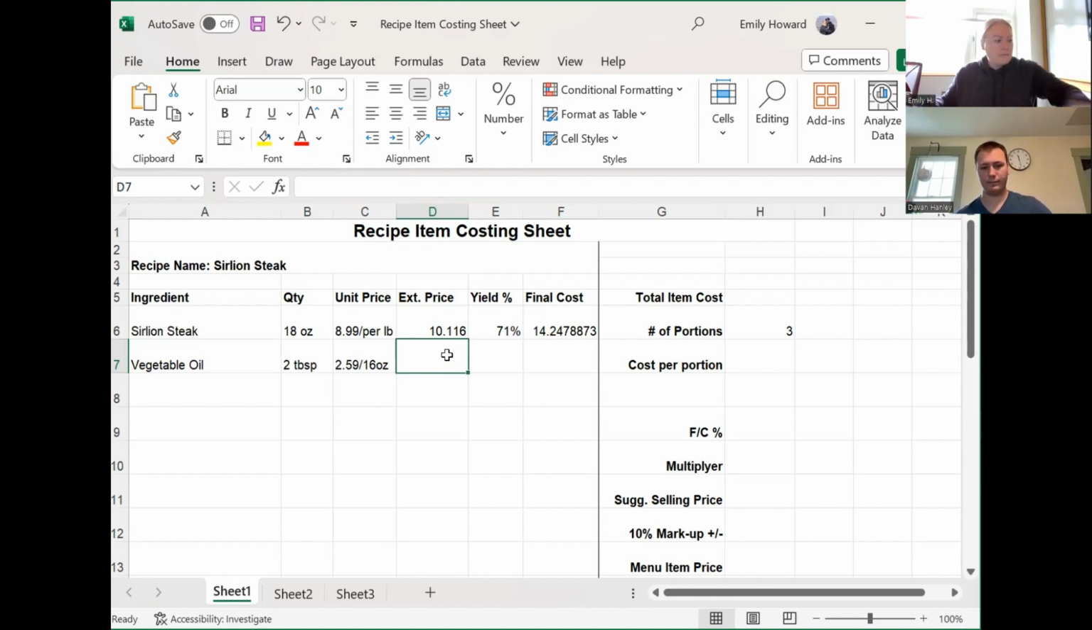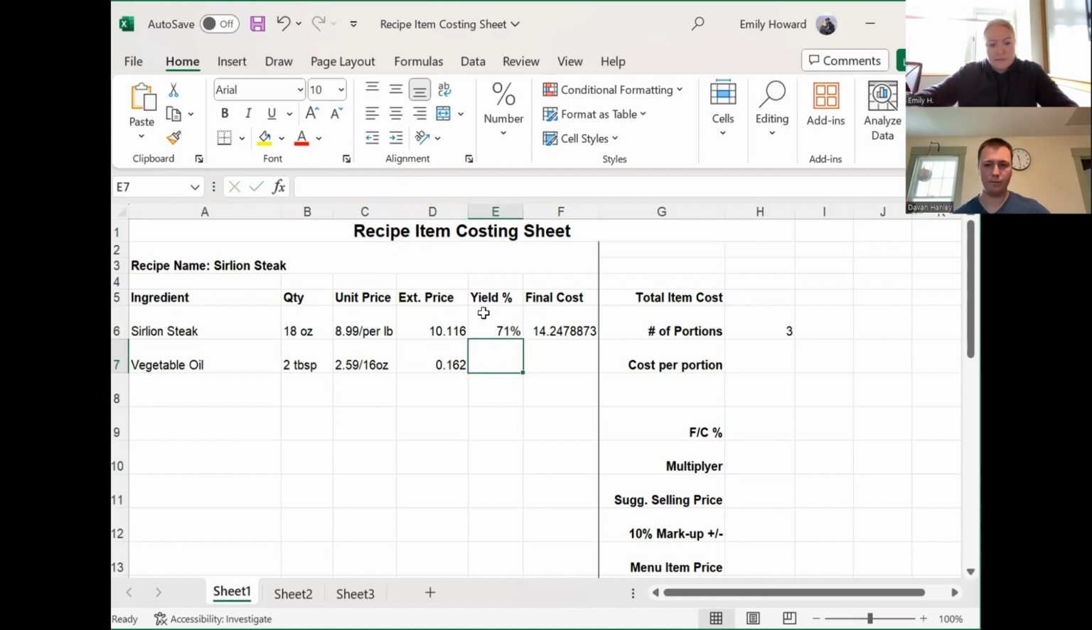Yes. And 2.59 divided by 16 is 0.169. I'm sorry, 0.162. Yep. And then we're multiplying that, well, it's just by 1. So it's 0.162. All right. Then what's your yield? And the yield is going to be 100%.